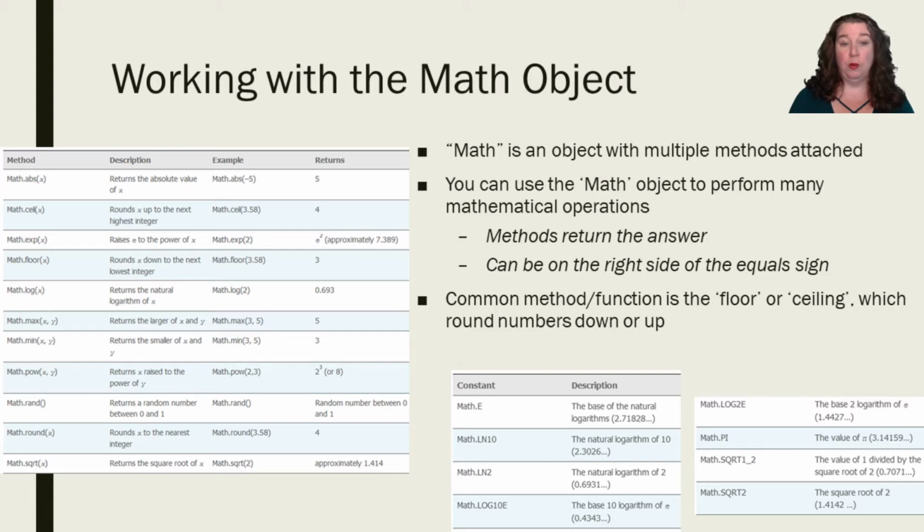One of my favorite ones is random. You can do a random number between 0 and 1. You can actually do a random number between multiple numbers. These are different math methods that you can use. There are also some constants like pi or log or e that are pretty common in mathematical operations, so we throw those in as well.